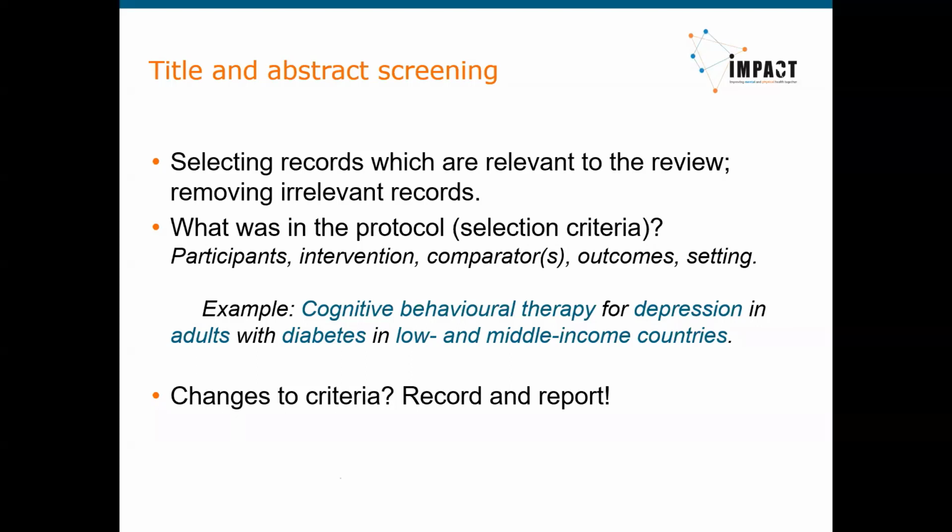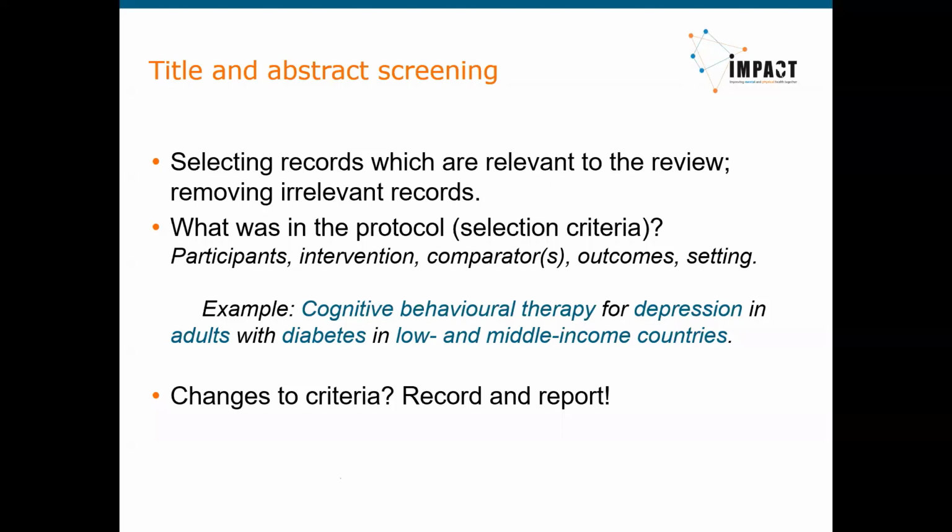So you need to know who will you include in terms of the types of participants, what the intervention is that you're interested in, comparators. You might select studies based on outcomes, or you might not. You might accept any outcome, and the setting. And there might be additional bits, but for the title and abstract screening, you won't need too much detail yet.